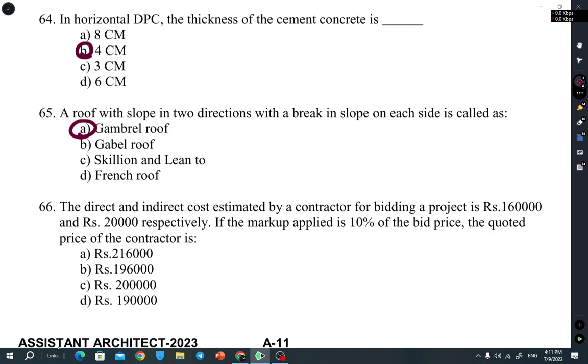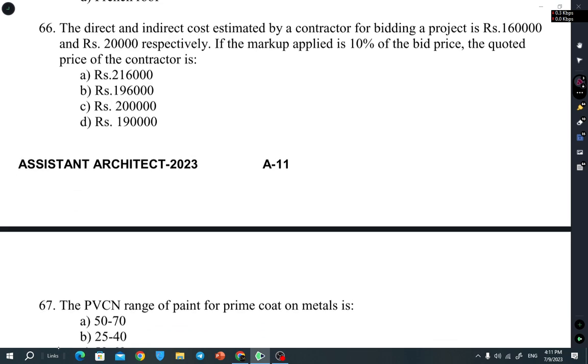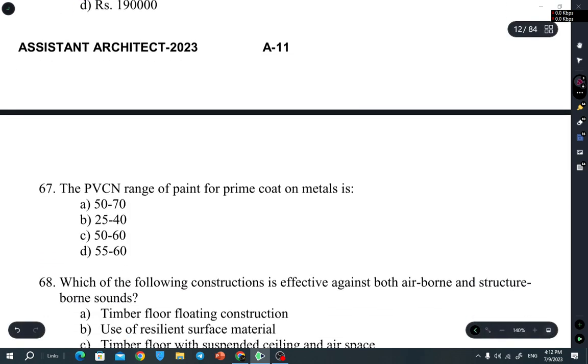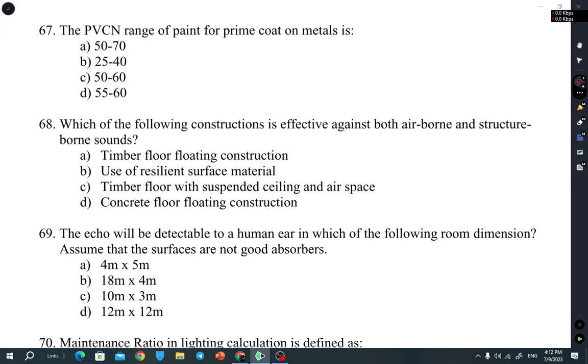The direct and indirect cost estimated by a contractor for bidding a project is rupees 1,60,000 and 20,000 respectively. If the markup applied is 10% of the bid price, the quoted price of the contractor is option C. 2 lakh. Next question. The PVC range of paint for prime coat on mineral is option B. 25 to 40.